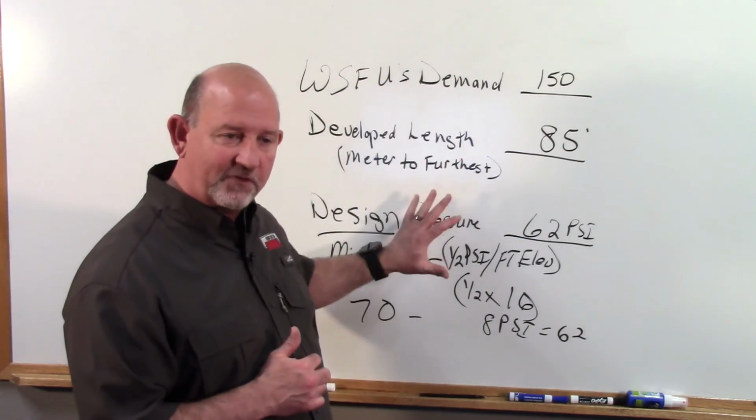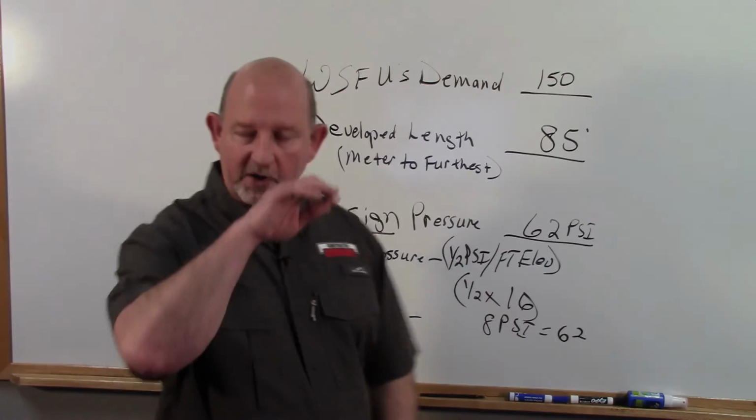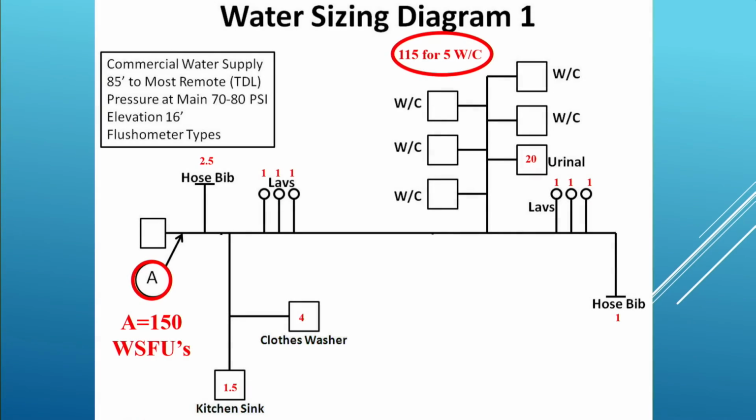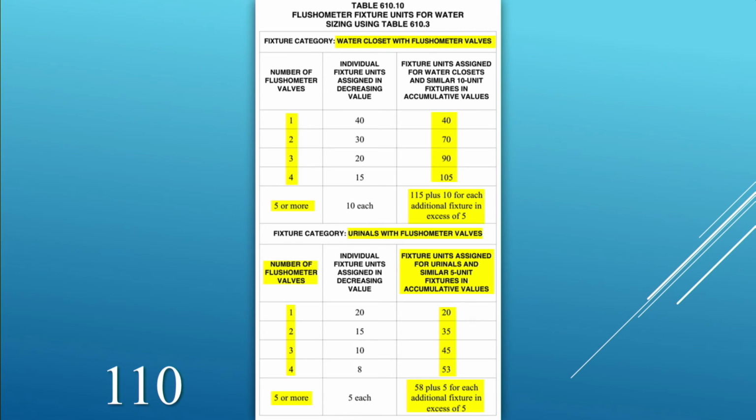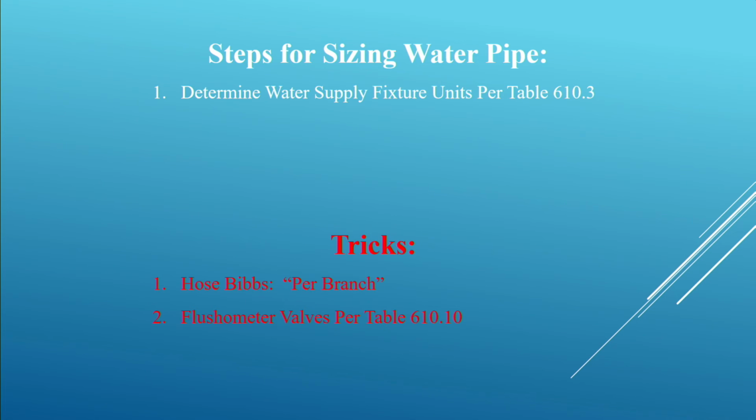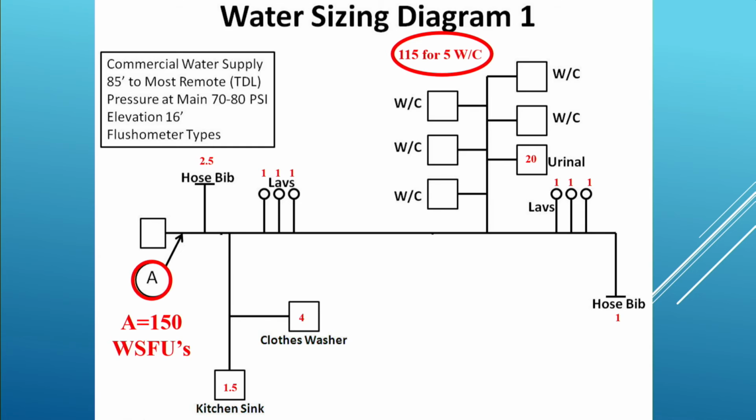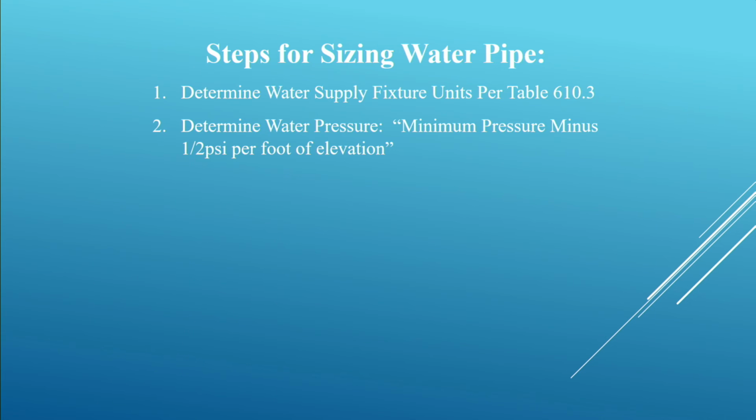So let's take this information right here. We're going to walk through it as you see it up here on the screen. So again, so far we've got our 150 WSFUs. So let me back up. Step one was to determine our water supply fixture units. So we looked all those up, found them. We total of 150 WSFUs. Now step two is we got to determine the water pressure. And we do that by taking the minimum pressure and subtracting half a PSI per foot of elevation. Now, we're subtracting a half because I told you we were pushing that water 16 feet uphill.